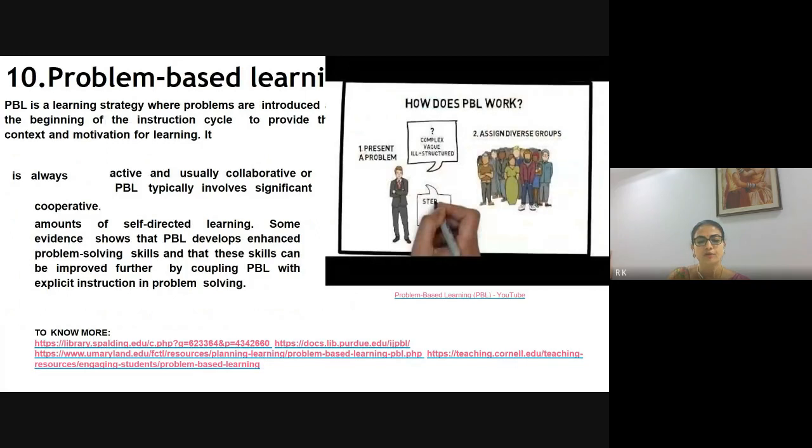The next one is problem-based learning. This is PBL. In the introduction session only, I would have told PBL and team-based. TBL is very important. So PBL, problem-based learning, is a learning strategy where problems are introduced at the beginning of the instruction cycle to provide the context and motivation for learning. It is always active and usually collaborative. And PBL typically involves significant cooperation.